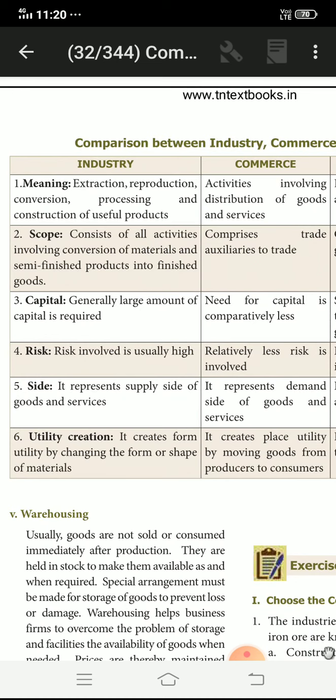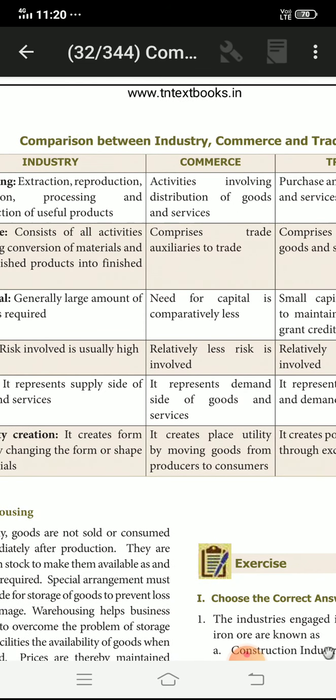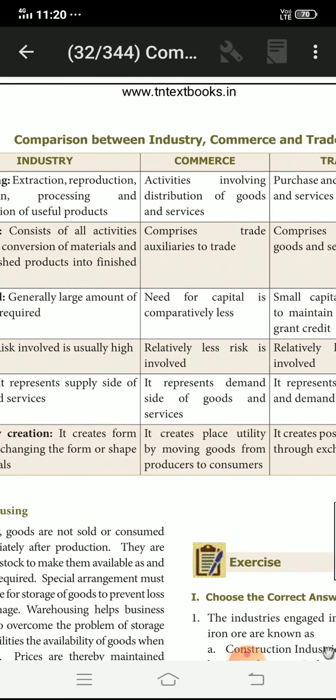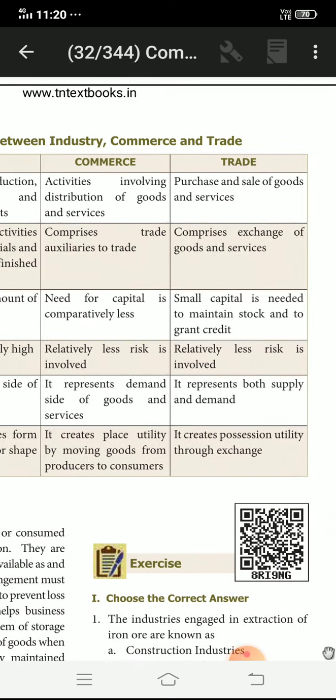That is the work of the industry. That is, raw materials and semi-finished products are converted into finished goods. Then commerce comprises trade and auxiliaries to trade. Trade, you know, is activities involving purchase and sales of goods. Auxiliaries to trade means warehousing, insurance, middlemen, and transport. These all come under the category of commerce and auxiliaries to trade.